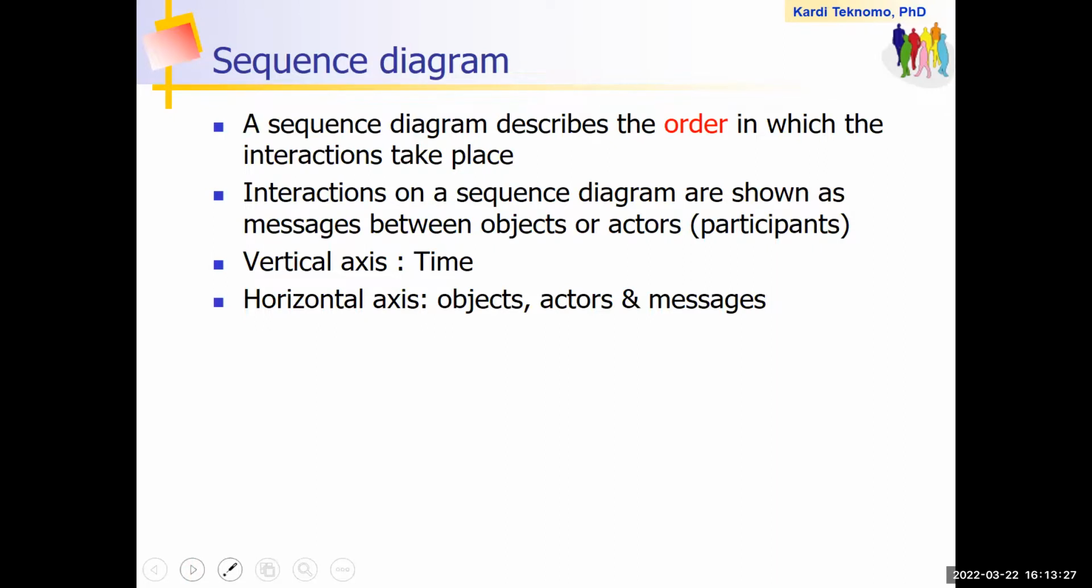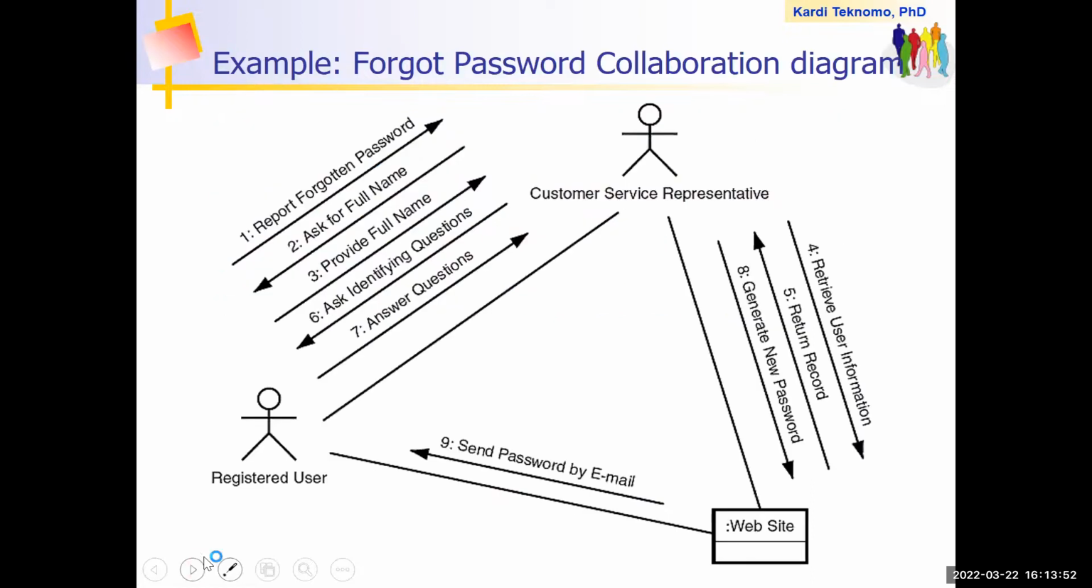Okay. Next is called the sequence diagram. Again, this is an interaction between actor and the classes. So in here, you check the order of the interaction. The vertical axis is time. The horizontal axis is either object, actor, or message. So, say this is the collaboration diagram.